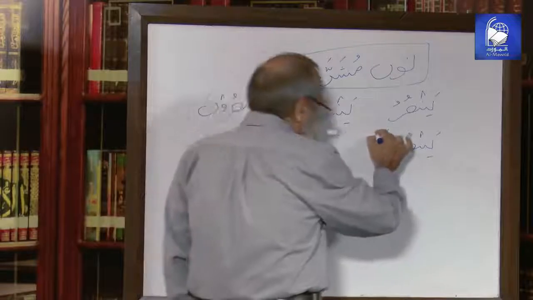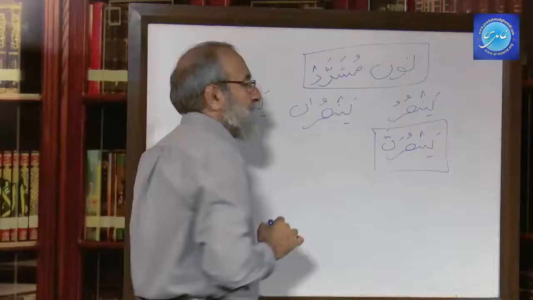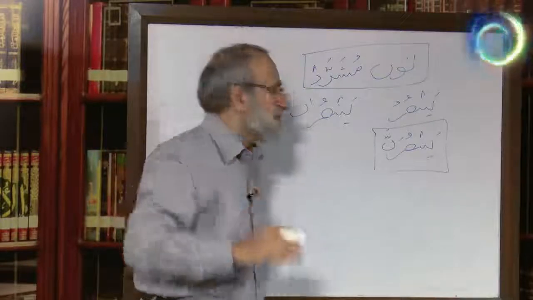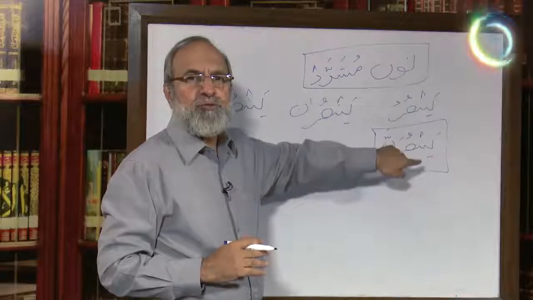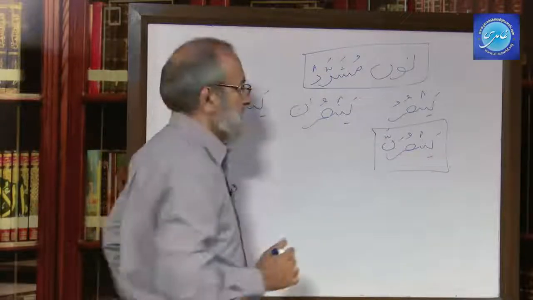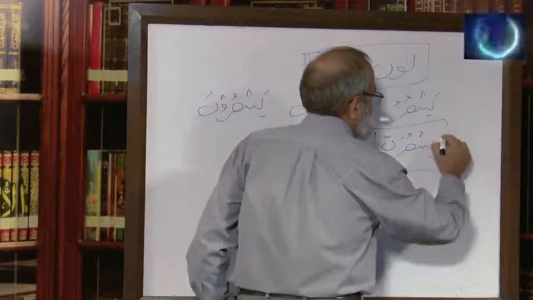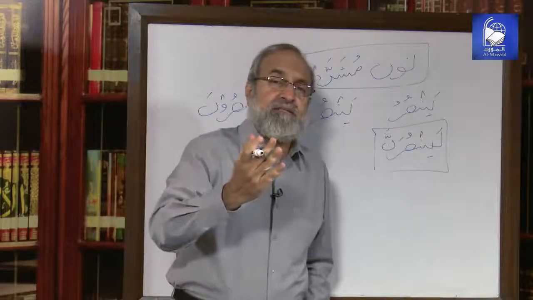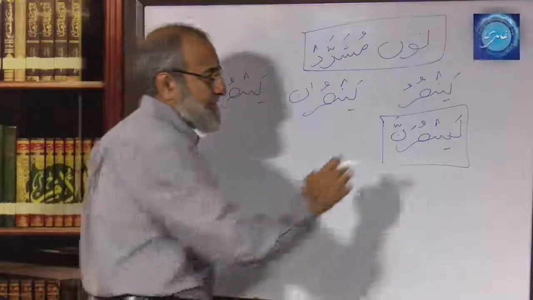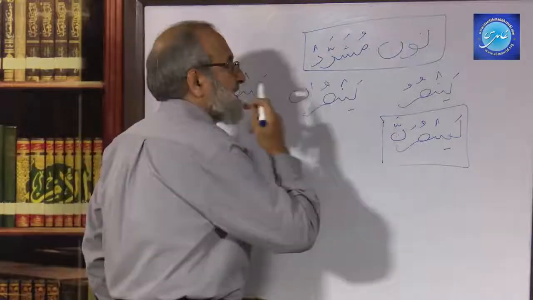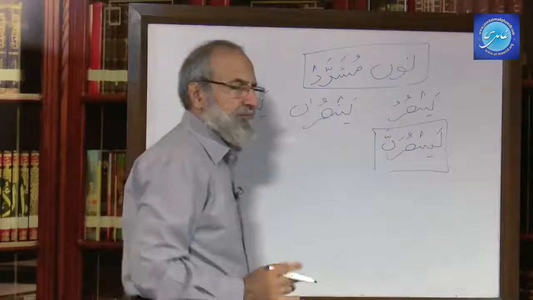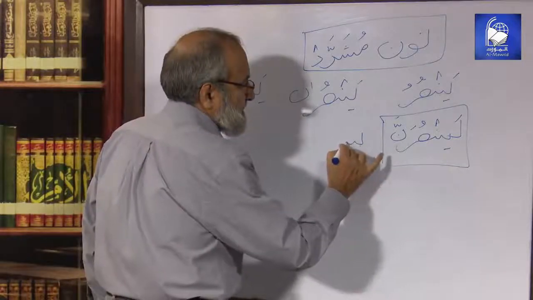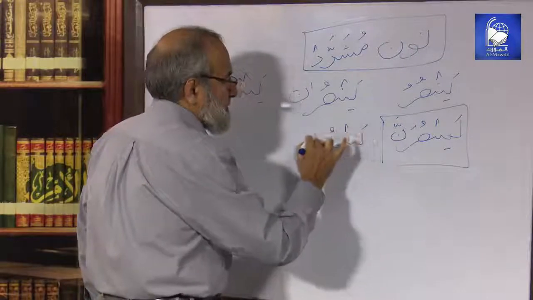But when you are converting the same verb into noon mushaddad, you're actually stressing it, emphasizing it, taking it to a high level of emphasis, intensity. Yansuru, he will help. Yansuranna, he will most certainly help. In actual fact, in most cases, what you find is that you also have a lam of emphasis added, like the lam of emphasis you have in innal insana lafi khusr in that verse. So this is what happens. And this is obviously because it's called mushaddad, because this noon that is added has a tashdeed. It's repeated twice. Yansurani becomes yansuranni.